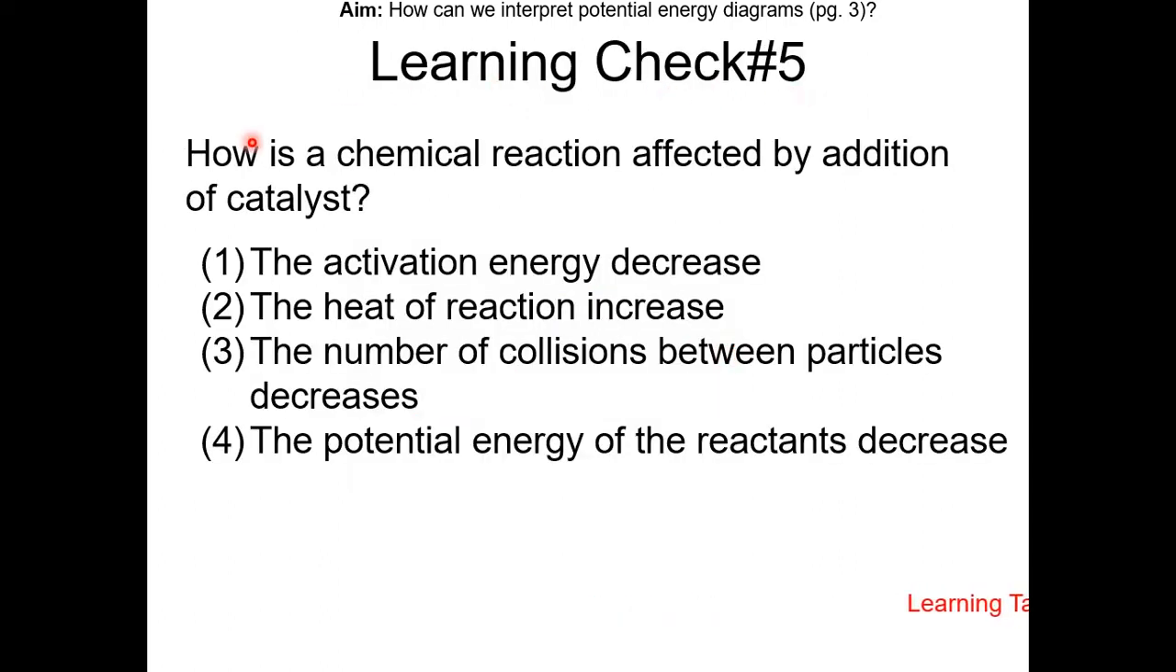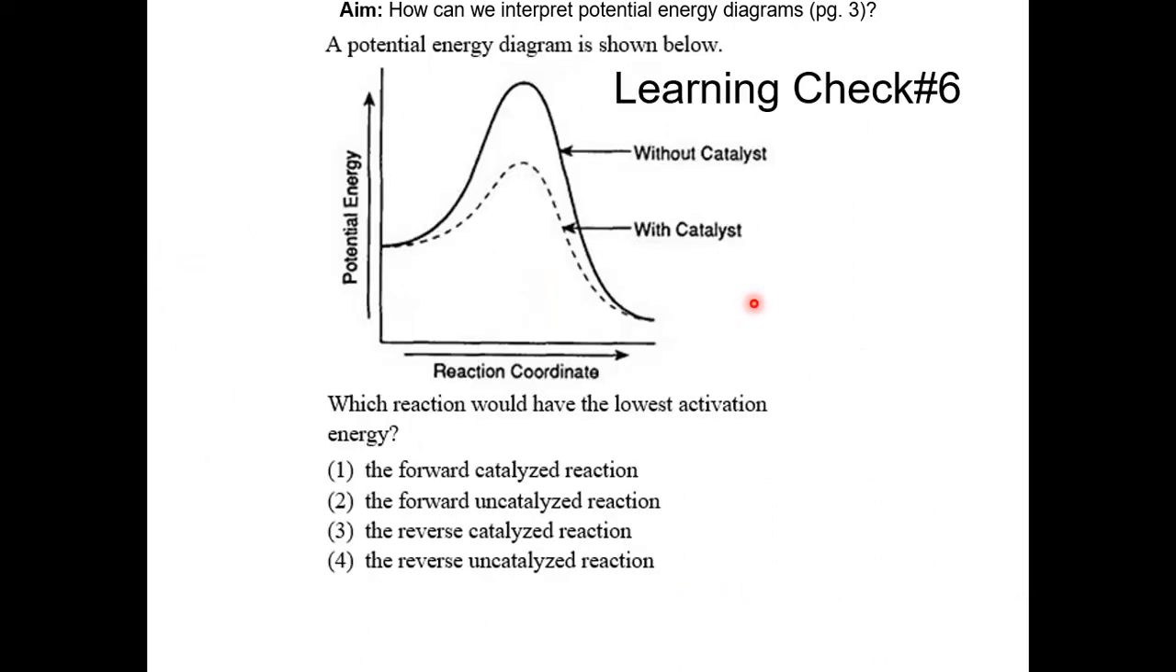Learning check number 5. How is a chemical reaction affected by addition of a catalyst? Pause the video and resume as completed. The answer is choice 1. Activation energy will decrease. Learning check number 6. Which reaction will have the lowest activation energy? Pause the video and resume as completed. Based on the potential energy diagram, it is the forward catalyzed reaction. Choice 1.